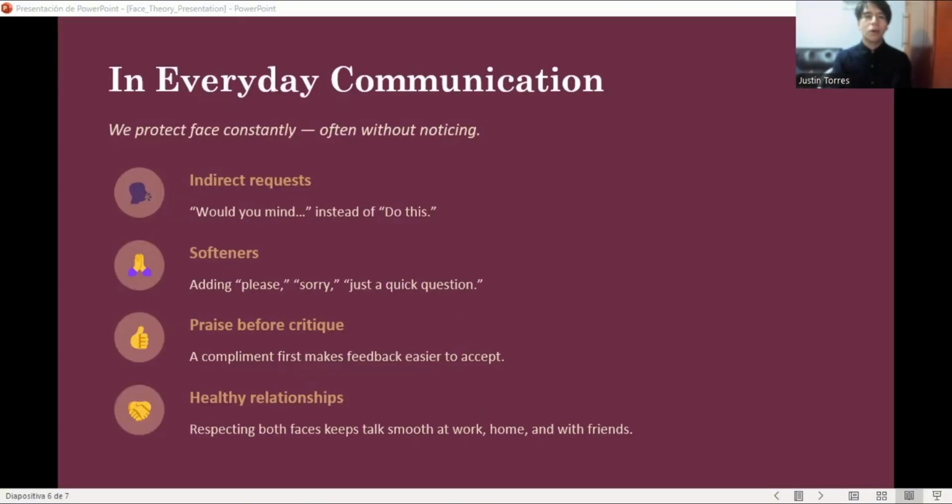And now here we have our everyday situation. We use these strategies constantly, often without noticing. We say, would you mind, instead of do this. We add please, sorry, and just a quick question. We give compliments before criticism, and in workplaces, families, and friendships, respecting both positive and negative face keeps communication smooth and relationships healthy. It's the invisible politeness system behind everyday talk.